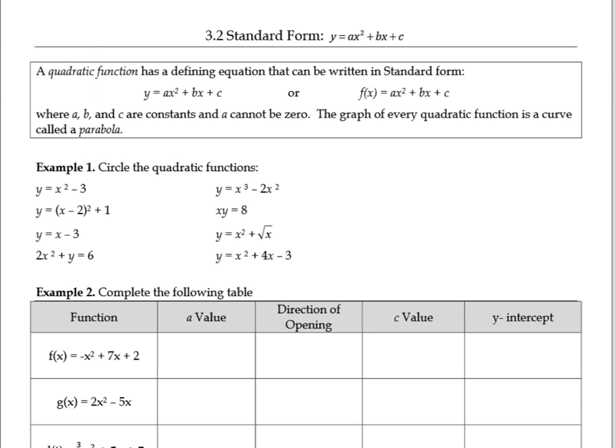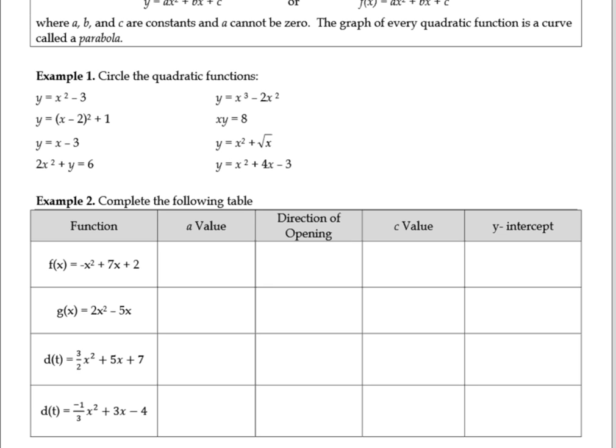Okay, so standard form is y equals ax squared plus bx plus c, and any quadratic function can be written in that form. So if we look at these, is the first one on the left a quadratic function? Yes. It is a polynomial where all the exponents on the variables are whole numbers, and we need at least x to the power of 2. Even though there's no x term there, that's okay. We have x squared. It's a quadratic.